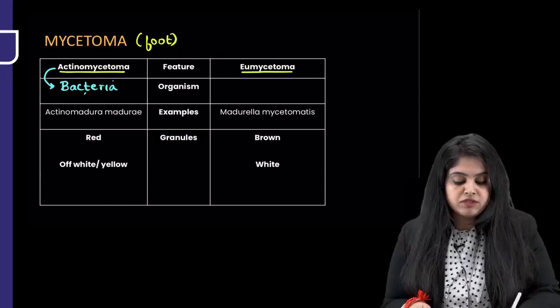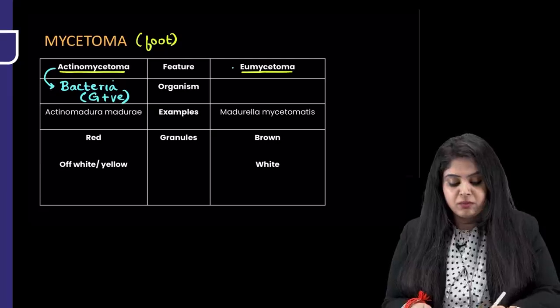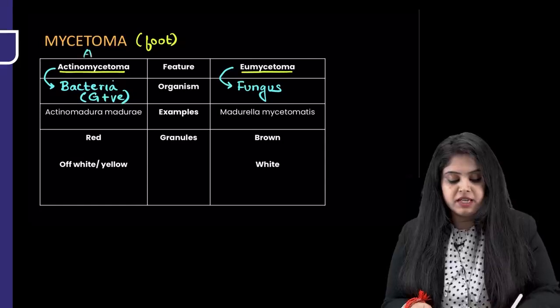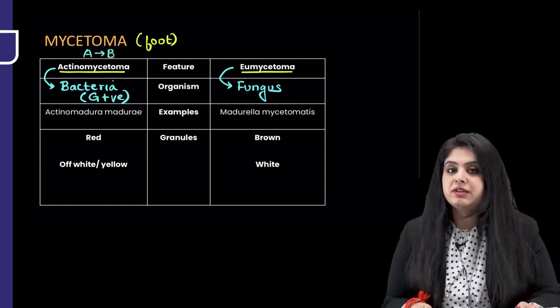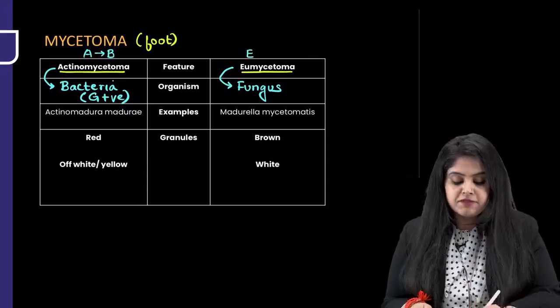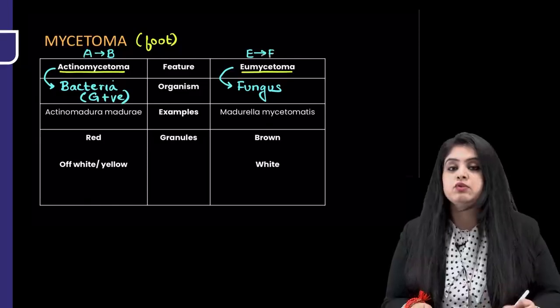Whereas when I say eumycetoma, after E comes F. So this is because of fungus. That is how we are going to learn it. So simple. After A comes B. So actinomycetoma is the bacterial cause of it. After E comes F. So fungus is going to be the cause of this.